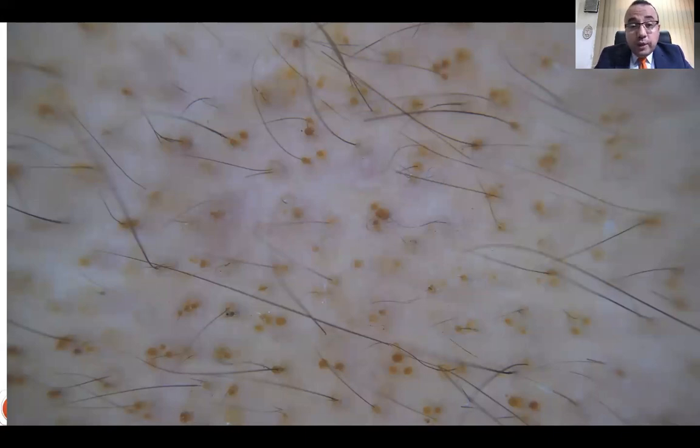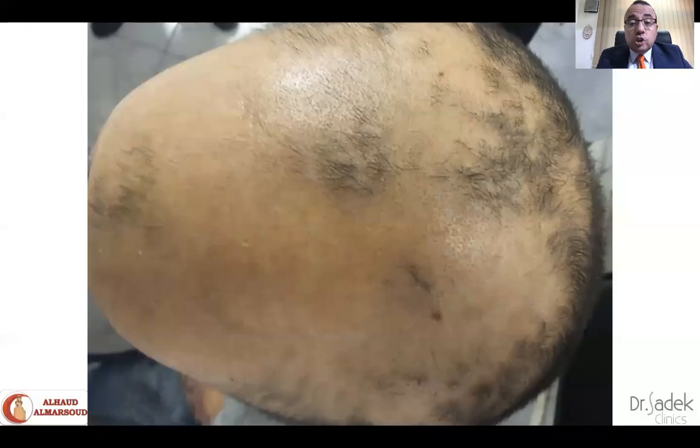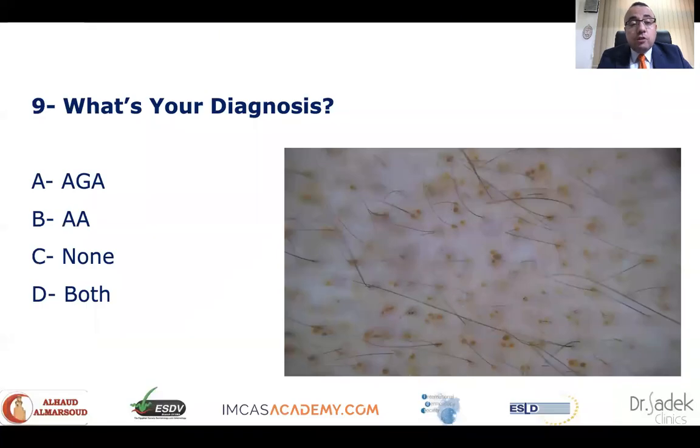Notice the difference between those yellow dots and the large double-walled yellow dots of the DLE. Also, you can see all the hairs in this area are thin and are usually single hair follicles. So that's why I coined the diagnosis alopecia areata in addition to androgenetic alopecia of the scalp in such patients. So the final answer is both.